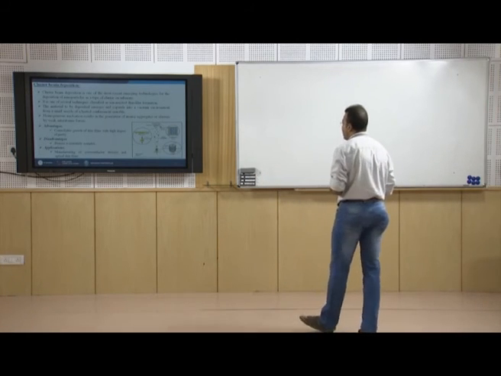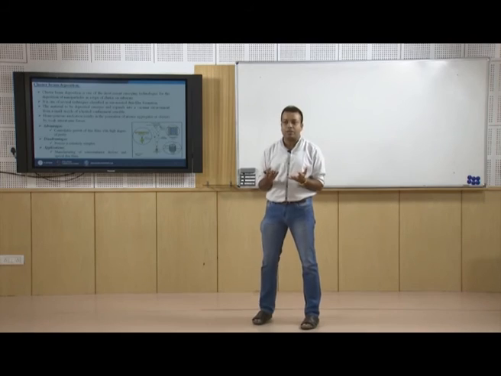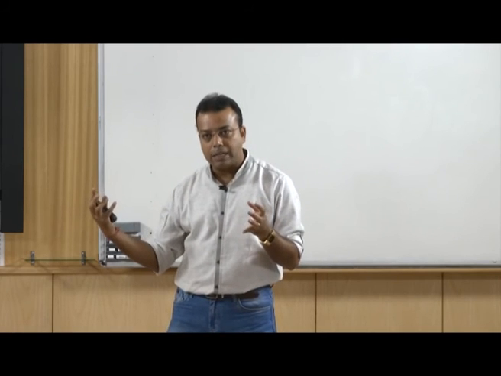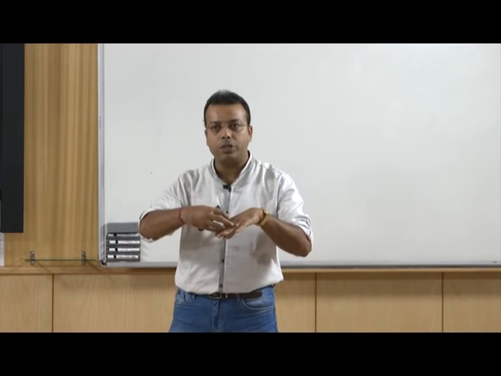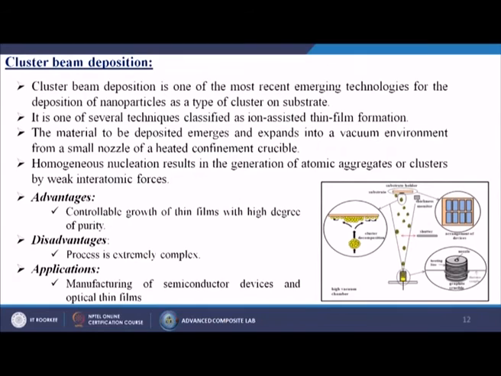Next we will discuss the cluster beam depositions. So, here we are using certain kind of nanoparticles in the cluster form, then we are allowing those nanoparticles in the cluster form, so that directly it can deposit onto your material surface. Cluster beam deposition is one of the most recent emerging technologies for the deposition of nanoparticles as a type of cluster on substrate. It is one of the several techniques classified as ion assisted thin film formations. From this particular figure you can understand that we are making certain kind of cluster of those nanoparticles, and then directly it is going and depositing onto the material surface.